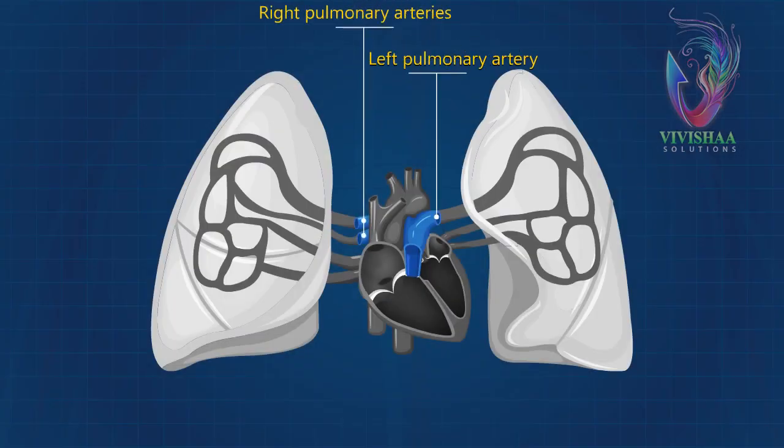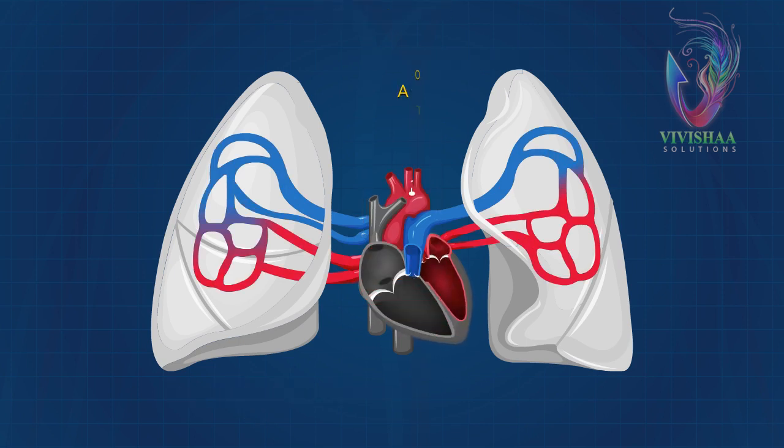Pulmonary artery arises from the right ventricle to carry deoxygenated blood to the lungs for purification. The aorta arises from the left ventricle to carry oxygenated blood to all parts of the body.